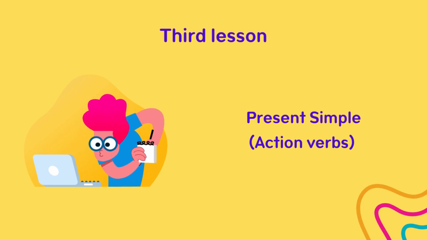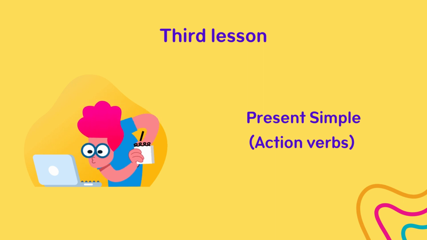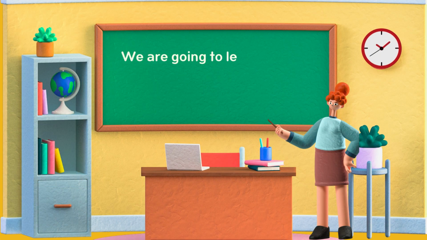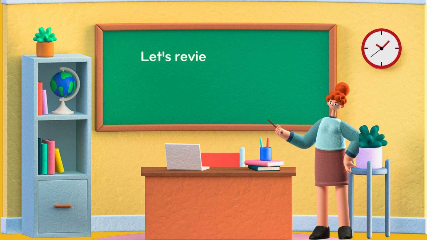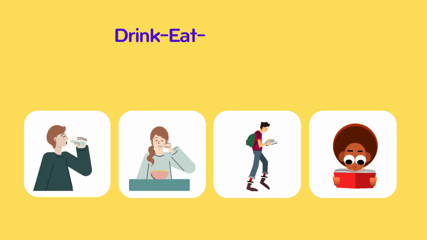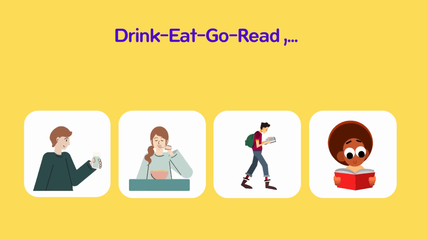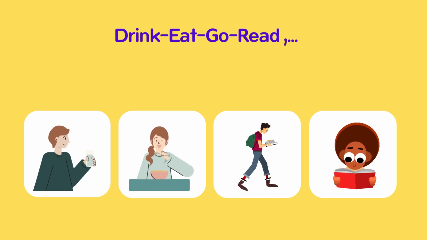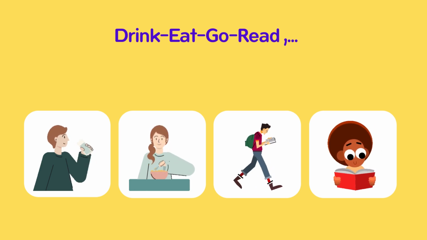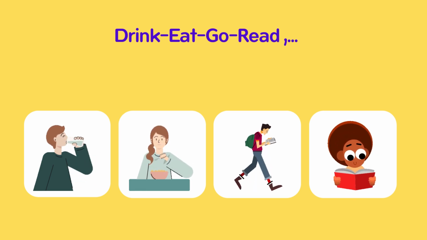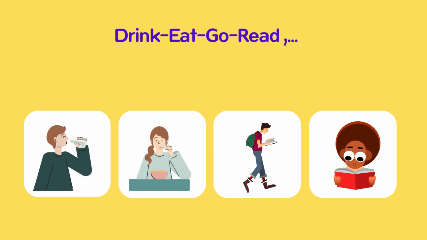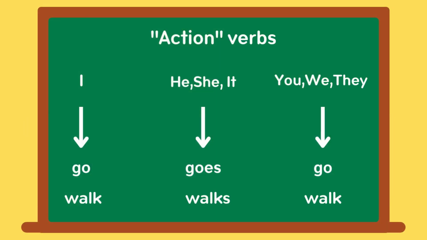Now let's start our third lesson together, present simple action verbs. Now we are going to learn how to make present simple with action verbs. Let's review what is an action verb first. For example, drink, eat, go, read. These are some examples of action verbs. Why do we call them action verbs? Because usually there is an action going on. So let's see where and how we are using action verbs.